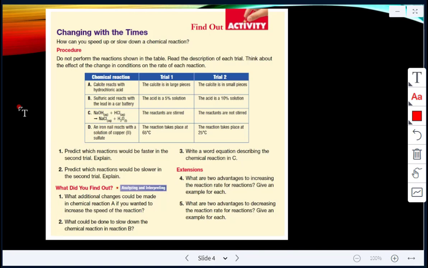All right, so here is a quick activity we can do on changing. It's called Changing with the Times. It's on page 154 in the textbook. Basically, it is predicting, looking at this chart, and there are two different trials for each chemical reaction, predicting which reaction would go faster. So we're not performing the reactions. We are just going to read the description of each trial, and then we're going to think about the effect of the change in conditions on the rate of each reaction.